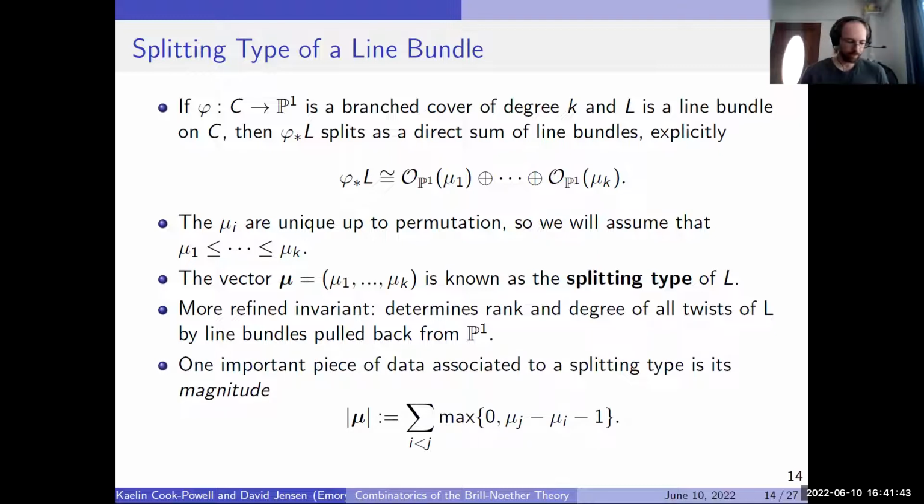And one important piece of information that we want to keep track of is what we call the magnitude of a splitting type. This is supposed to be the H^1 of endomorphisms, but you can also write this down explicitly using the entries of the splitting type itself. So just as a combinatorial piece of information, this is going to come up a lot. This is actually a much more important piece of information than just a number.